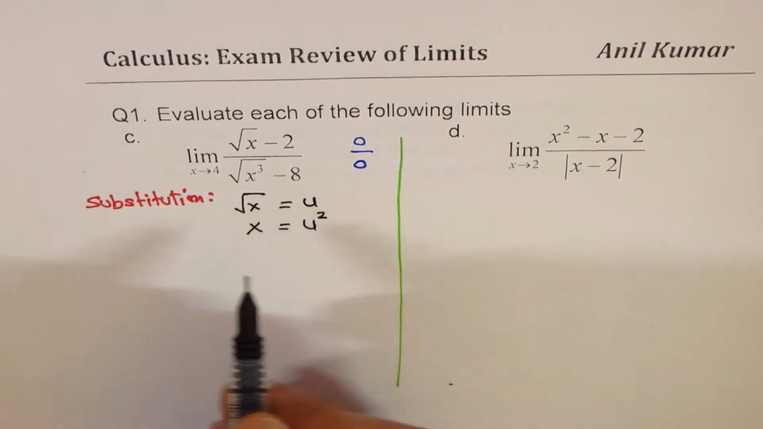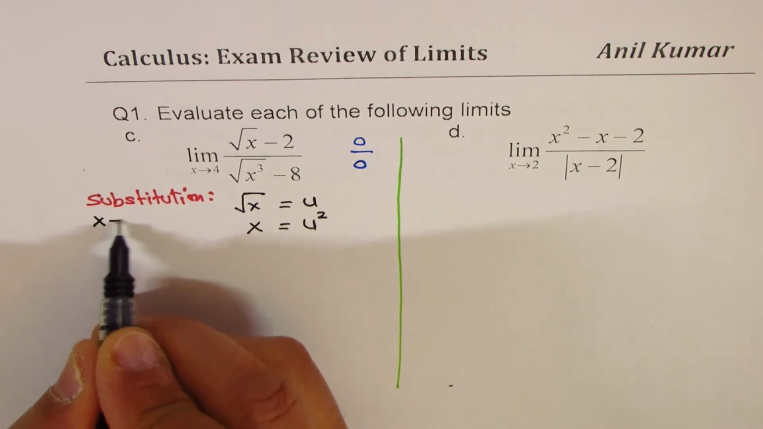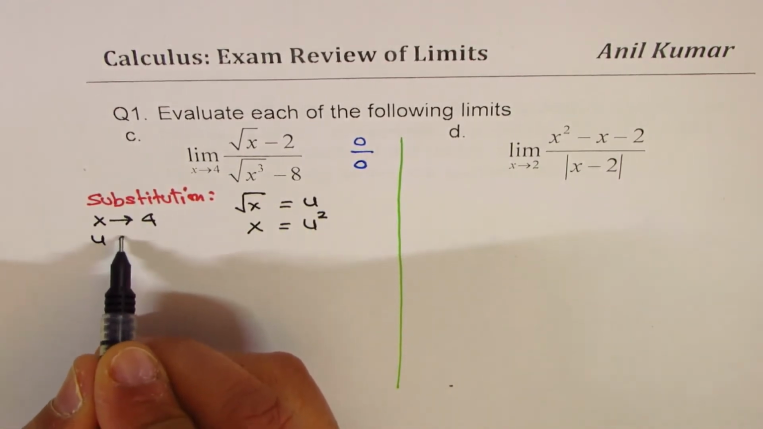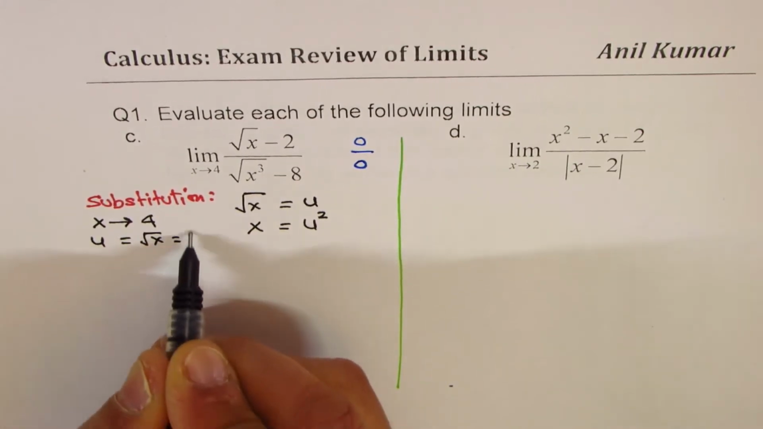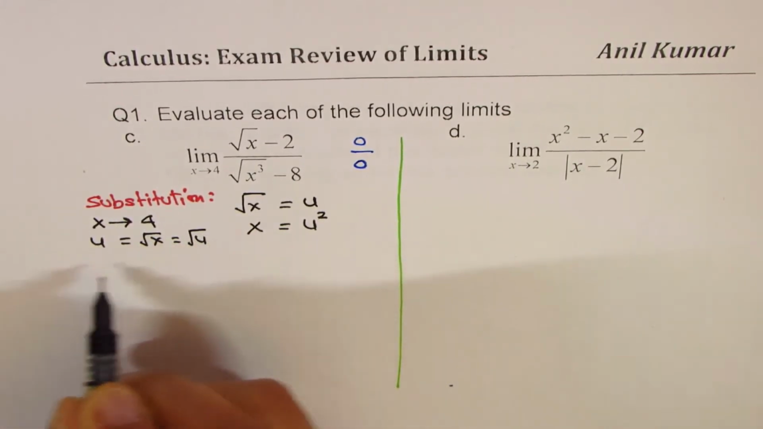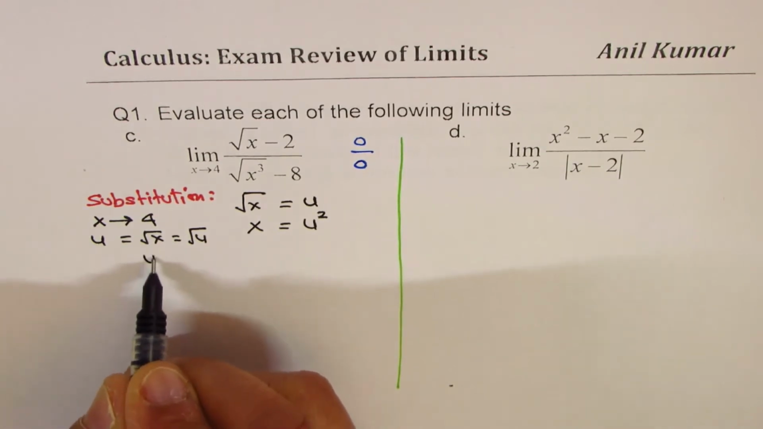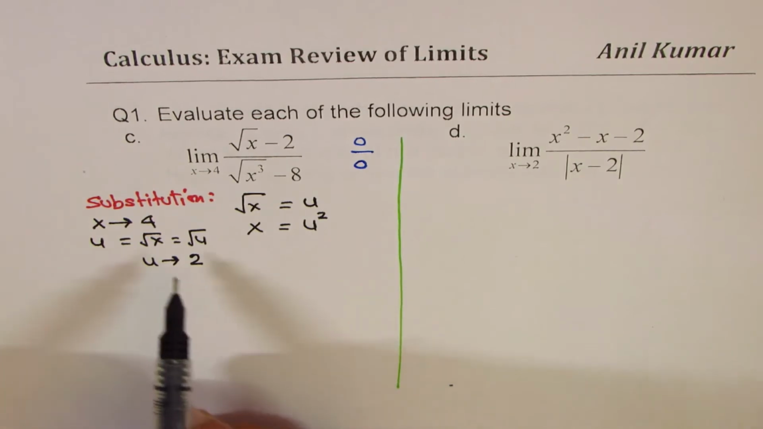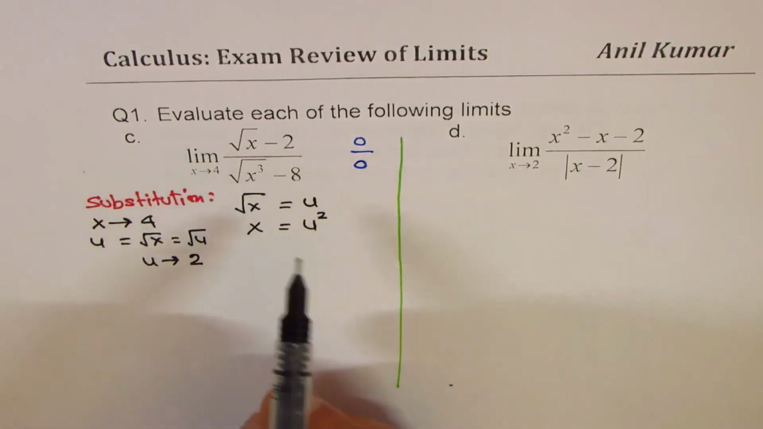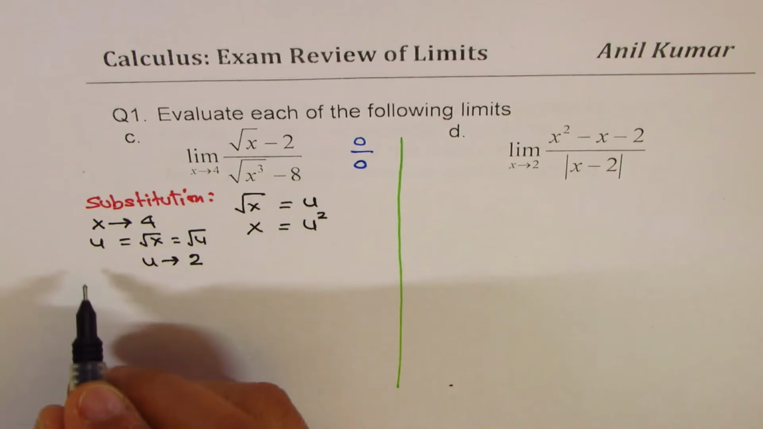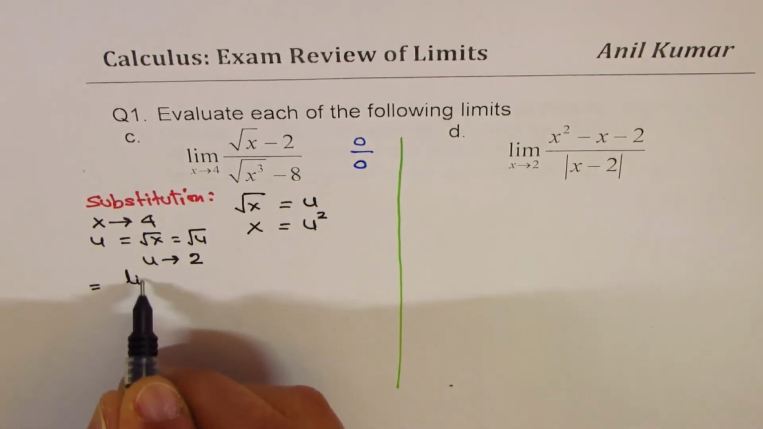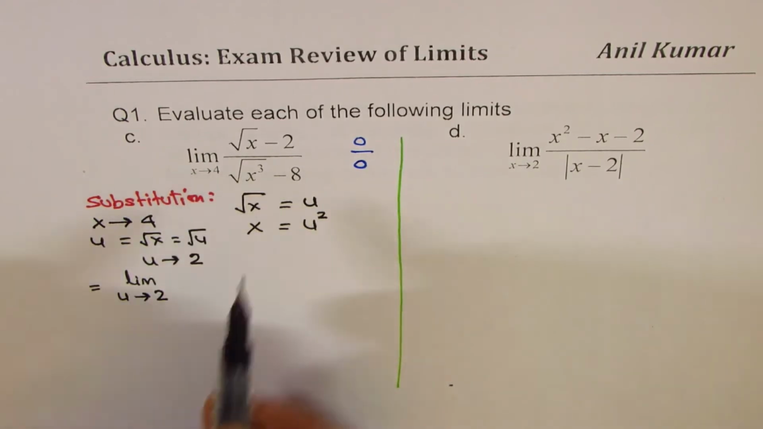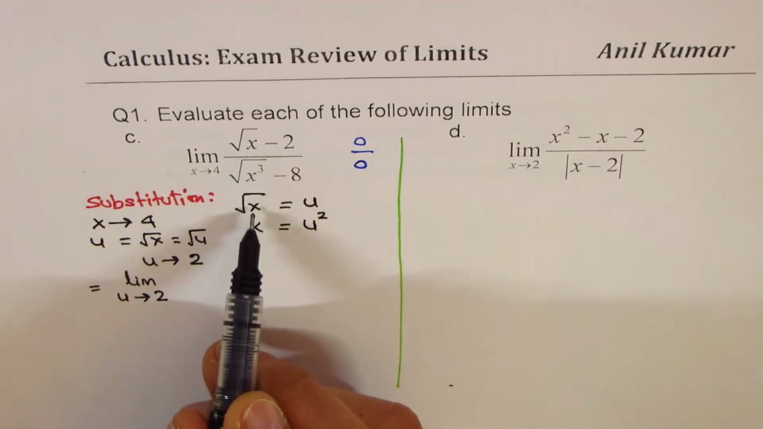Another important thing here is, when x approaches 4, u approaches what? Since u is square root of x, which is square root of 4, u approaches square root of 4, which is 2, correct? So that helps us to redefine the function with a different variable. So we could rewrite this function as limit u approaches 2, instead of x approaches 4, and we have substituted square root of x as u.